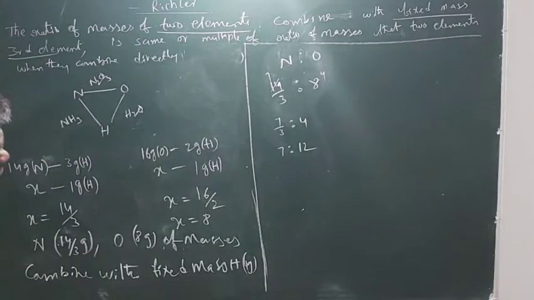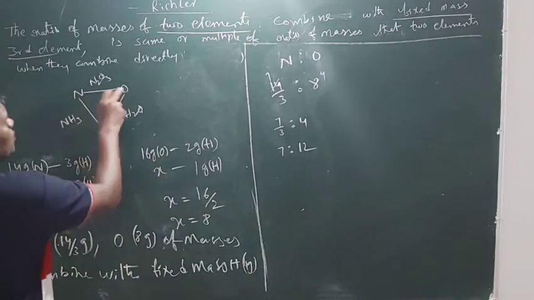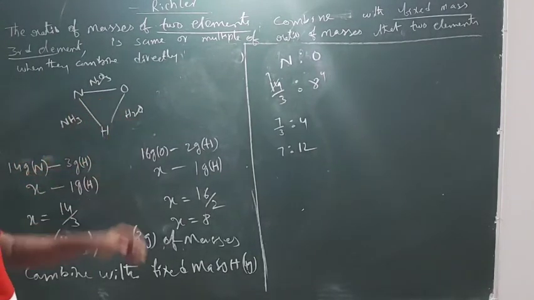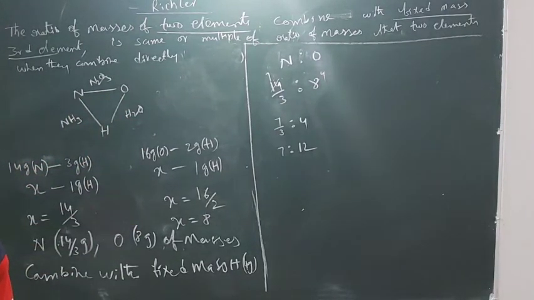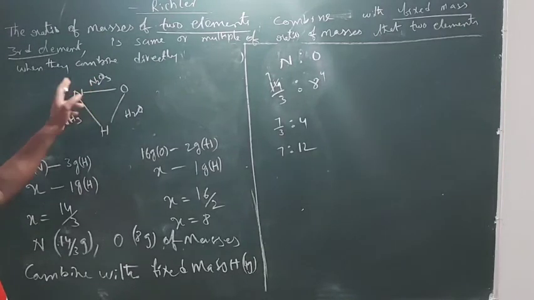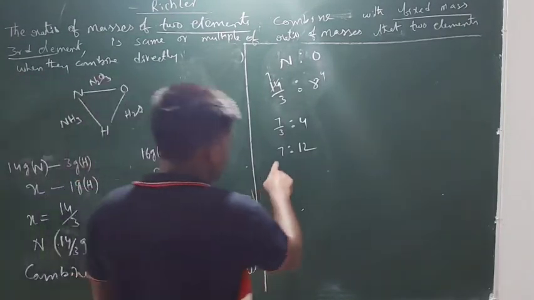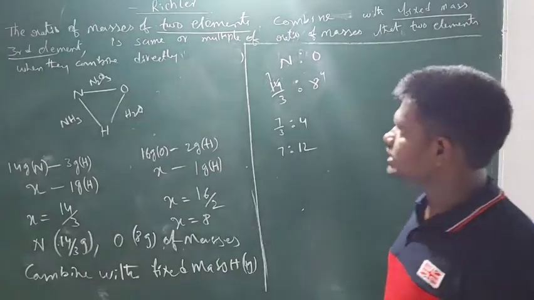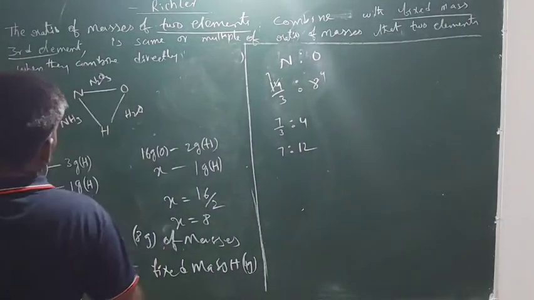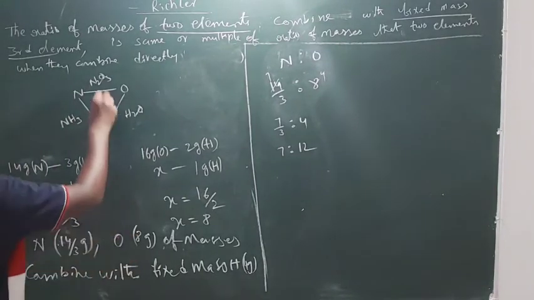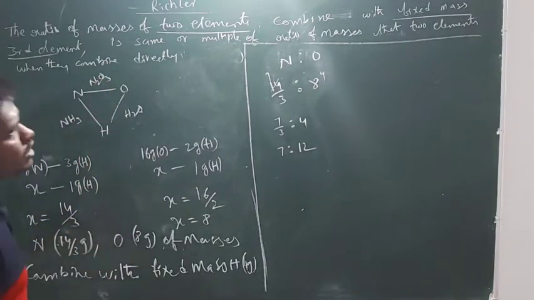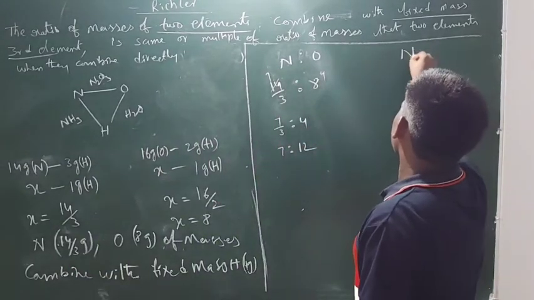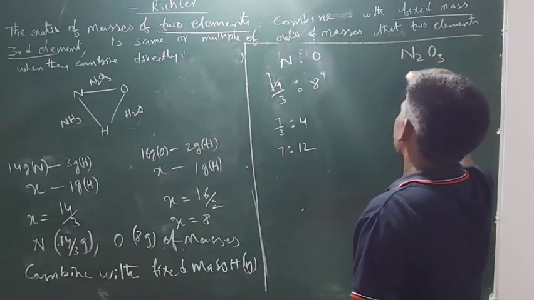Okay guys, when these two, nitrogen and oxygen, combine directly, you will get a compound. In the compound, the mass ratio should be 7:12 or a multiple of 7:12. Let us check it out, guys. When these two combine together directly, you can get N2O3.